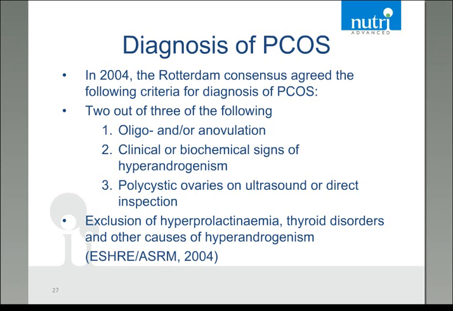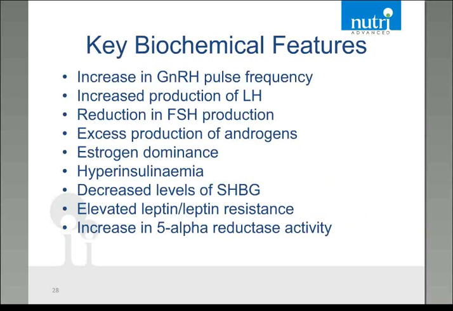Now, diagnosis of PCOS. So in 2004, the Rotterdam Consensus agreed the following criteria for diagnosis of PCOS, and that is a client should have 2 of the following 3: oligo- and/or anovulation; clinical or biochemical signs of hyperandrogenism, so thinking about adult onset acne and facial hair; and polycystic ovaries on ultrasound or direct inspection. These are those pearl-like cysts, small but multiple cysts. And then exclusion of hyperprolactinemia, thyroid disorders, and other causes of hyperandrogenism.